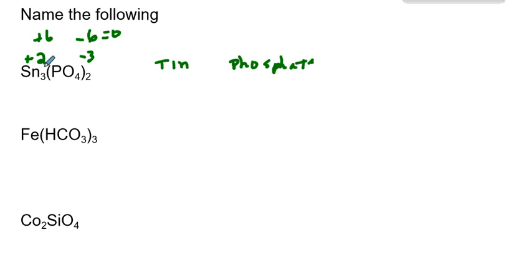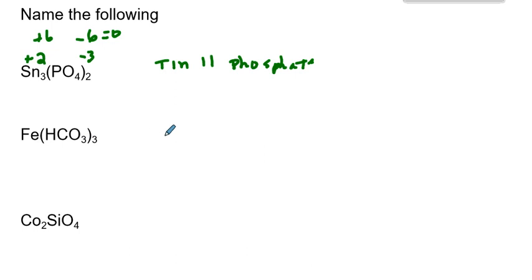So then I'm going to write this number in Roman numerals in front of this right here, Roman numeral 2. This is tin 2 phosphate. Why? Because the tin has a +2 charge on it. That balances a 6 minus 6 to 0. All right, let's try the next one.